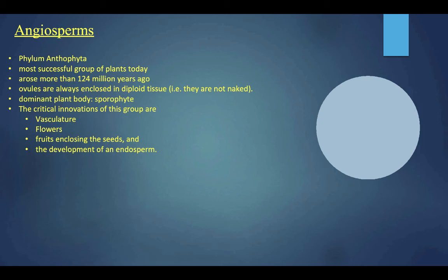The critical innovations for this group, because we've talked about that every single time, are why they're successful: they have the vasculature and the flowers, and specifically the fruits that are enclosing the seeds, and they have developed an endosperm. An endosperm is part of the seed which acts as a food store for the developing plant embryo. It usually contains starch with proteins and other nutrients.